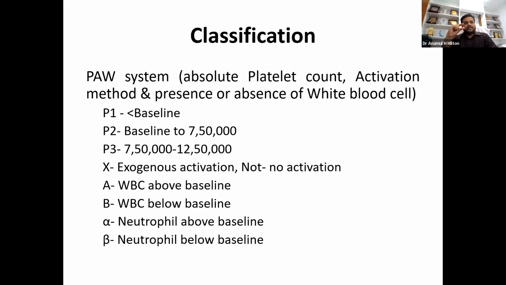When we collect the platelet rich plasma, if the WBC count is below the baseline, it is called B. If above the baseline, it is called A. Suppose my WBC count is 8,000. If in 1 ml it is less than 8,000, that is called below. If more than 8,000, that is called above. After that, the neutrophil count also. If neutrophils are above the baseline level, it is called alpha, and below the baseline level, it is called beta.